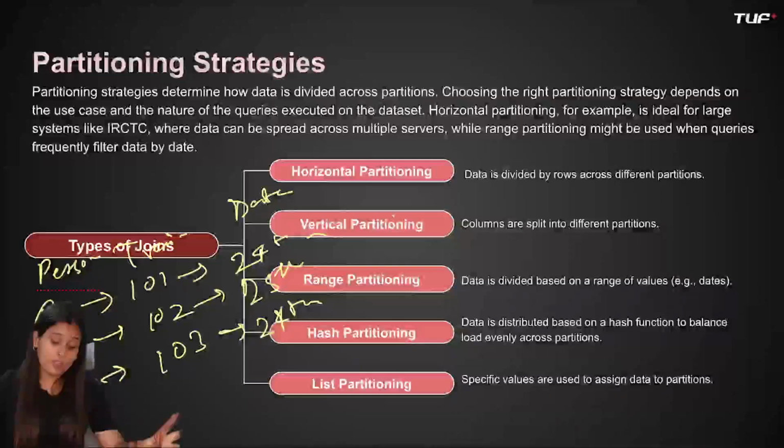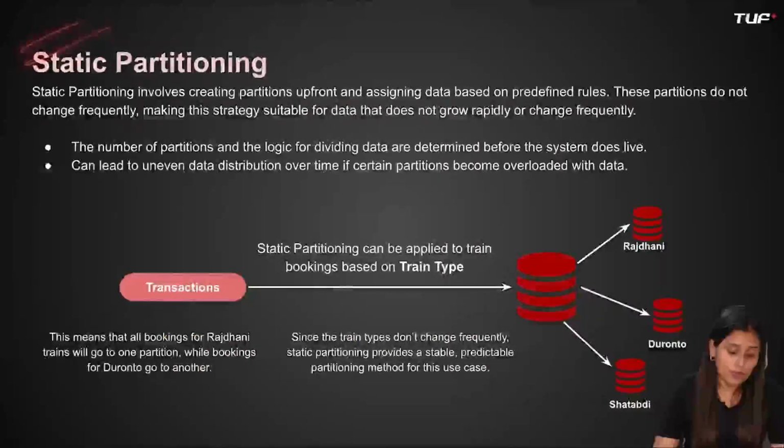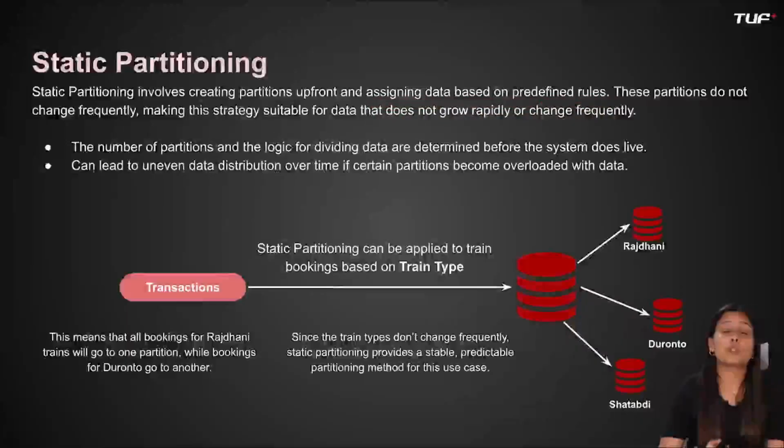So these are different techniques for partitioning the database, and we use different types of these on the basis of our needs. Now let's learn about static partitioning. From the name itself, static means which does not change, right? Static partitioning involves creating partitions upfront and assigning data based on predefined rules. So basically we have some predefined rules, and for all the rows we check against the rules. If a row passes, we save that row as per the assigned partition. So here we will follow some predefined rules.